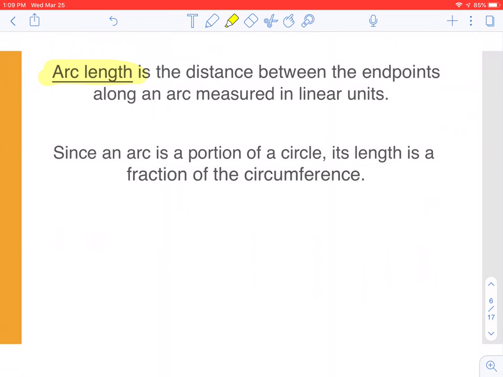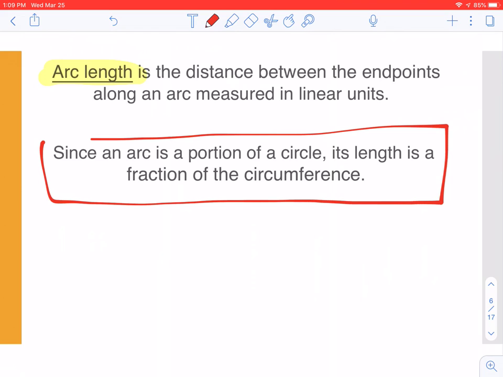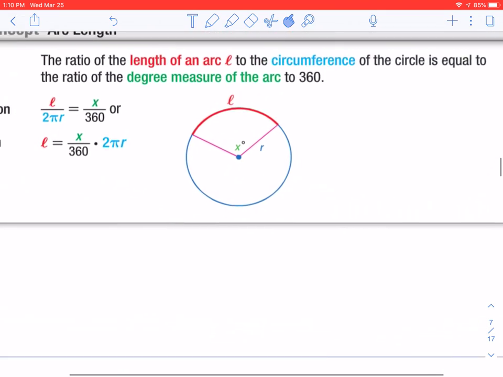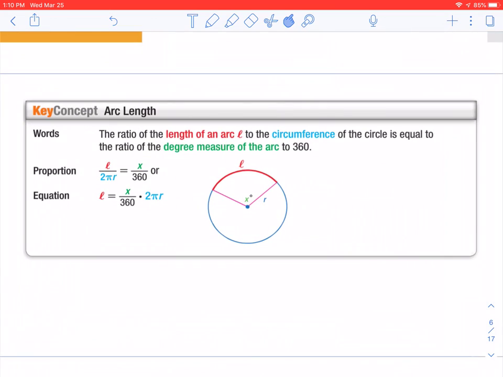Okay. This is very important down here. Since an arc is a portion of a circle, its length is a fraction of the circumference. So basically we're going to measure the circumference and take a fraction of that, or a percentage, and find the arc length. So here we go. Also, make sure you guys have your calculators for this. Okay. Here's how we're going to set it up.